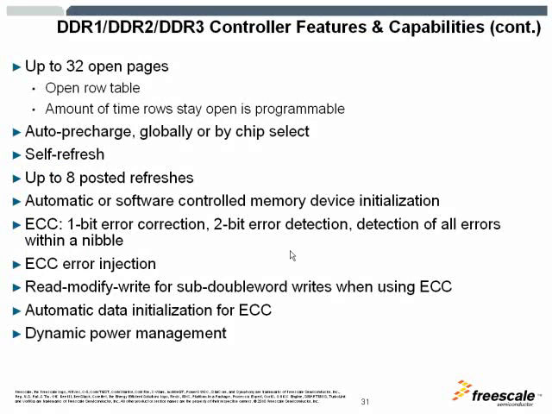Continuing the same feature list, there are up to 32 open pages that could be allowed if all the chip selects are selected. And auto pre-charge, which means automatically closing the open row buffers after a read or write happens, is also available.